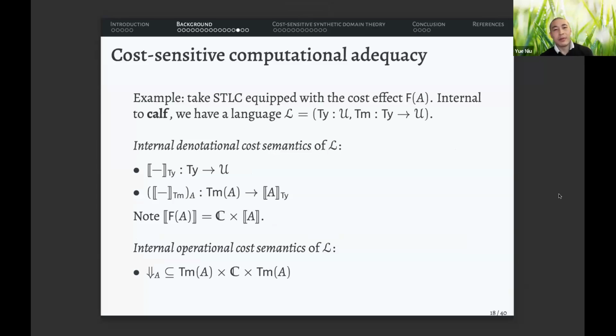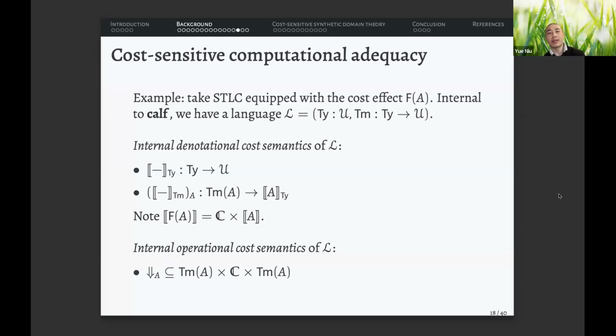To take an example, we'll take the simply typed lambda calculus equipped with a cost effect, F of A, just as before. Internally to CAF, we can think about the syntax of STLC as an inductive family given by a type theory type U of object level types and a family of terms over this type.